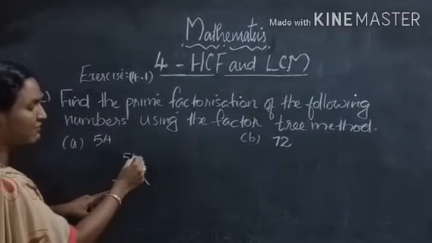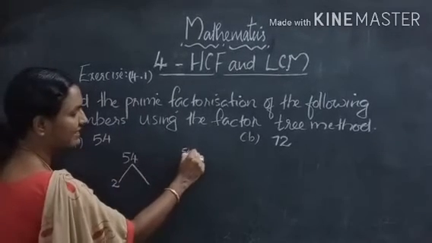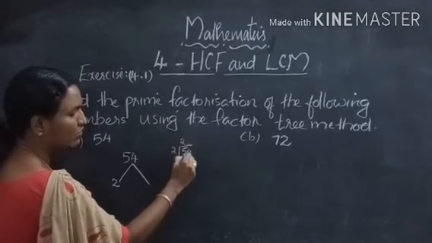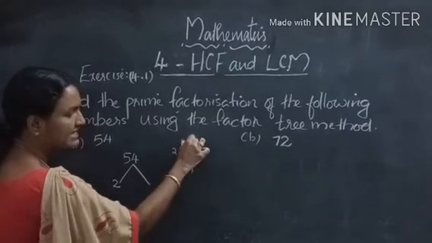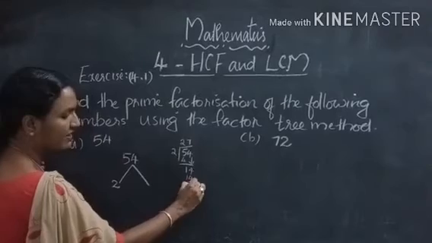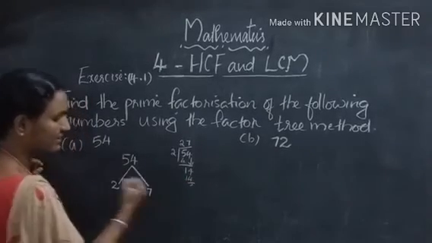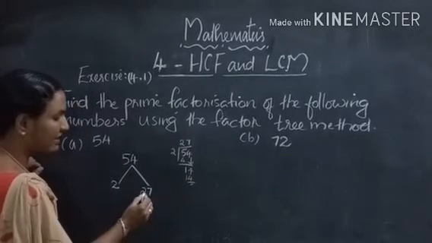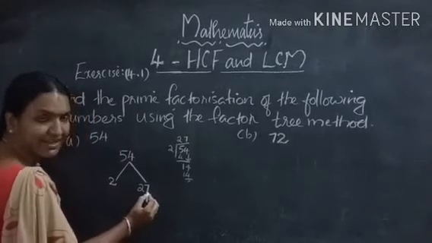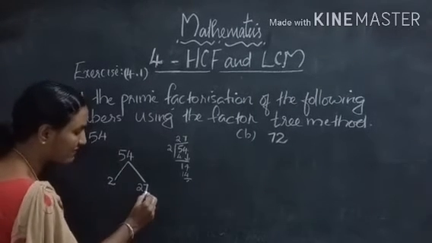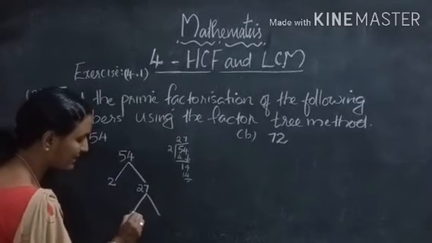How many 2s are in 54? 54 divided by 2. 2 2s are 4, the balance 1, 4, 7 2s are 14, so 27. The second number is 27. This 27, the unit place is 7. It's an odd number. So start with 3.